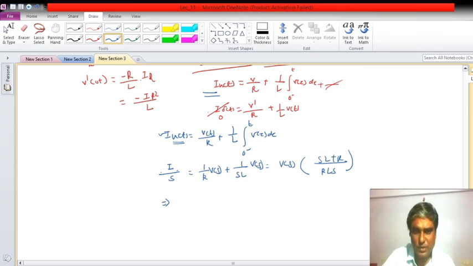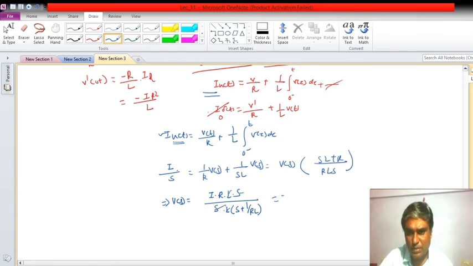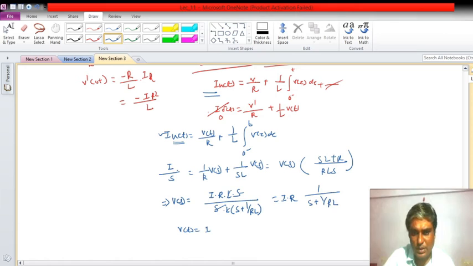So V of s can be written as I R L S, and taking L common, s into s plus 1 over R L. So this will be cancelled, and it will be I into R, a simple standard pair, as 1 by R L. So what will be my V of t? It will be I into R e raised to minus t into R by L.